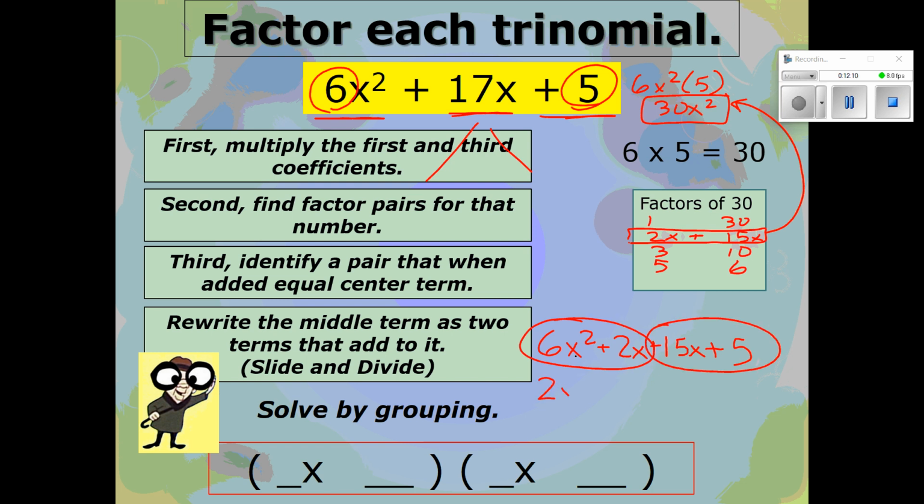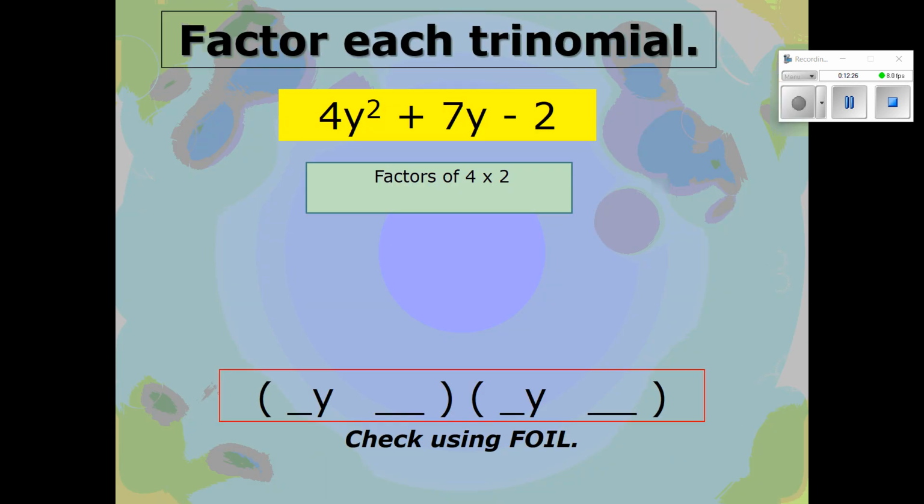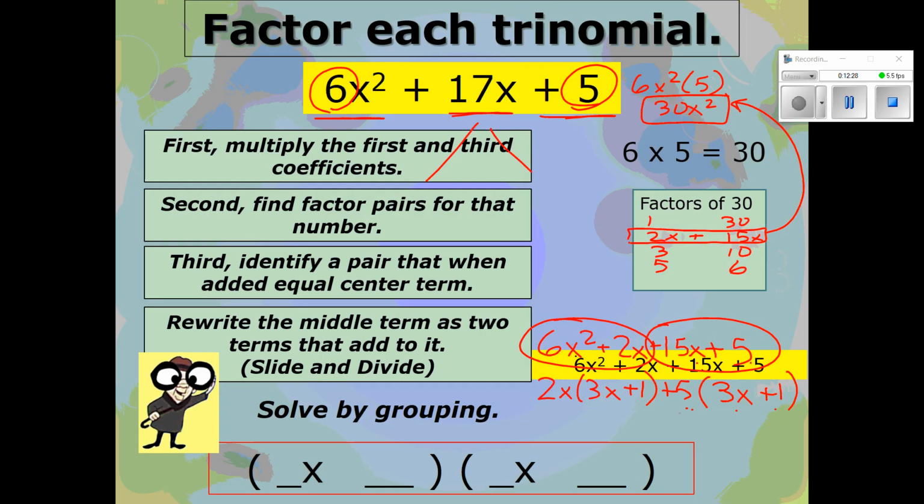I can pull out a 2x. That leaves 3x plus 1. So magically over here, we should have a 3x plus 1. And I know if I factor out a 5, 5 times 3x is 15x, and 5 times 1 is 5, so that works. In our final answer, we have 2x plus 5, and we have 3x plus 1.